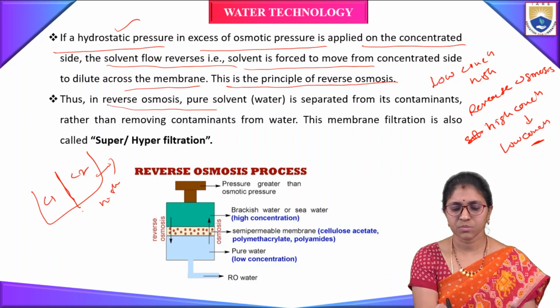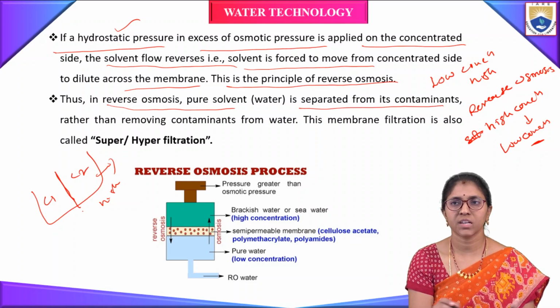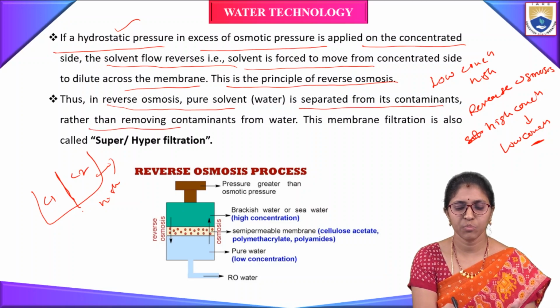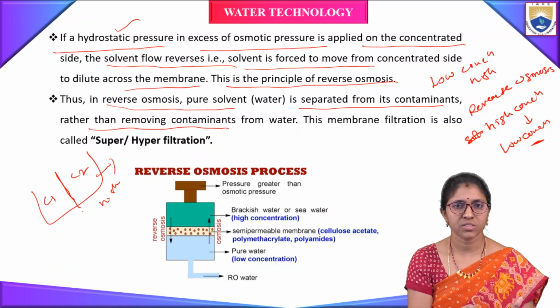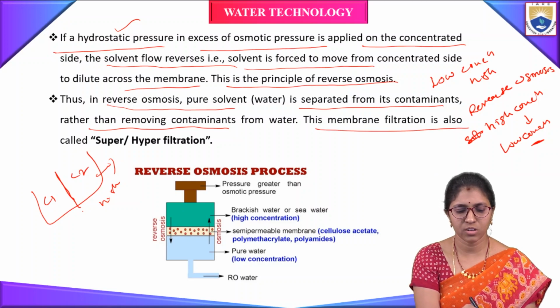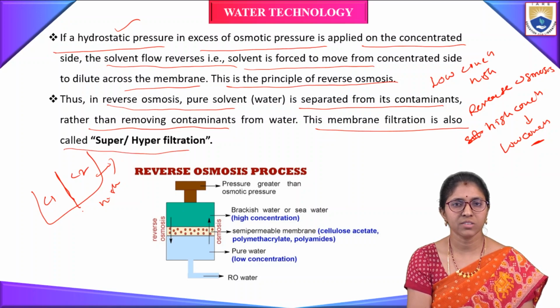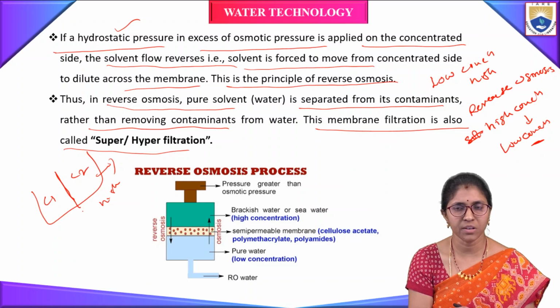Thus in reverse osmosis, the pure solvent is separated from its contaminants rather than removing contaminants. In this process, we are separating the pure water rather than removing the impurities from the water. So, this membrane filtration is also called super or hyper filtration.